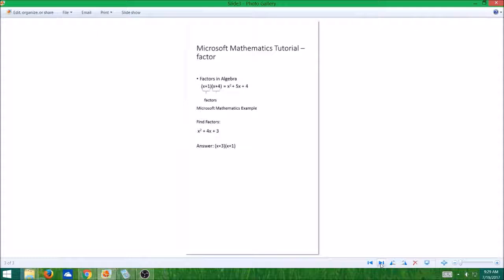And then also we're going to do another example. We're going to do x squared plus 4x plus 3. Well, we know that that factors into x plus 3 times the quantity x plus 1. So let's just do those two examples and see what it gives us.